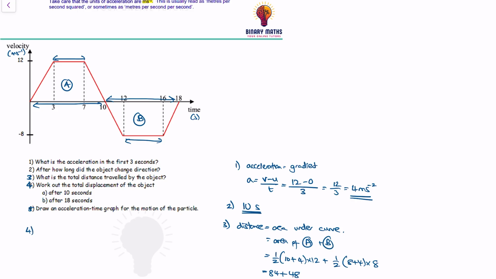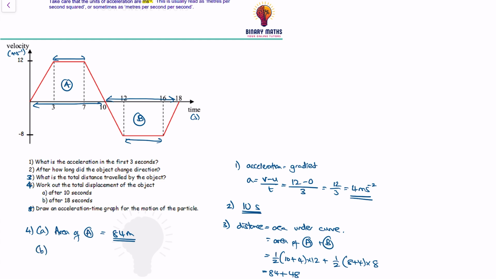4. Work out the total displacement of the object after 10 seconds. After 10 seconds, it's just the area of A. So area of A, and it's all positive, so it's just the positive value, which is equal to 84 meters.